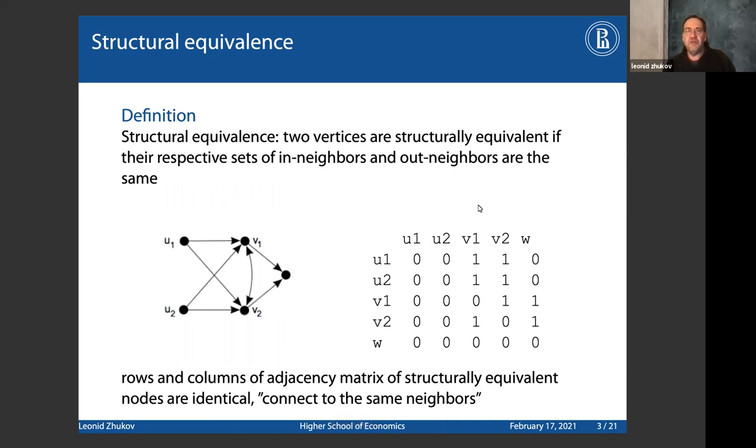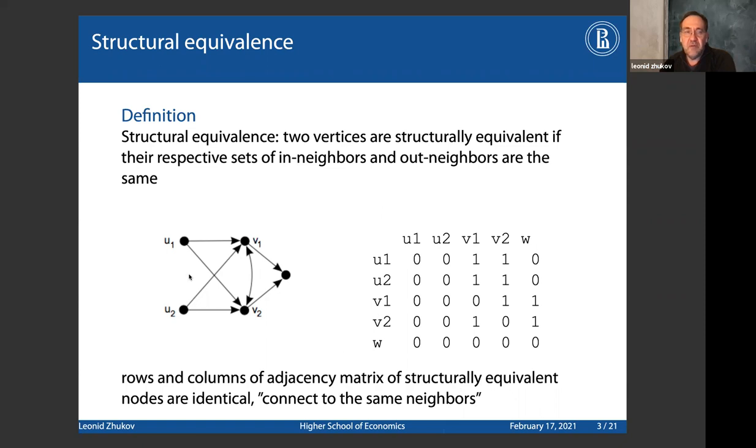So structural equivalence, what it is. Well, two vertices are called structurally equivalent if their respective sets of in and out neighbors are the same, right? So in plain English, it really means that two nodes are equivalent if they're connected to exactly the same nodes, right? In this sense, if you try to interpret this, for example, for a social network, for friendship, those two people that we're considering are equivalent if they have exactly the same set of friends, right?